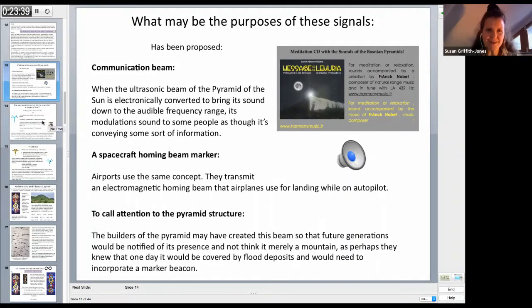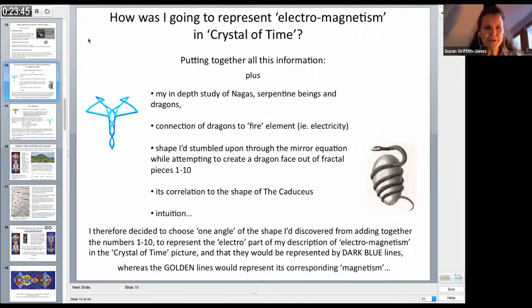So these are some things that have been put forward, some ideas that have been put forward as to the purpose of this beam. Now I come back to my original question. How was I going to represent the electromagnetism idea in the Crystal of Time picture?